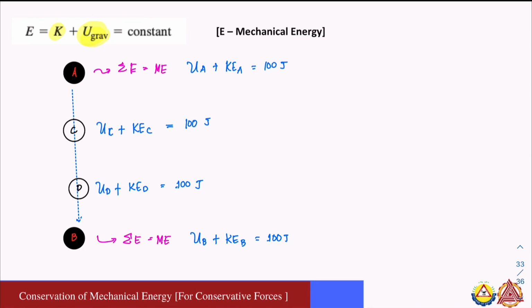That would be very different if there is a non-conservative force. For example, for this falling ball, if you have friction, then that would be very different. The energy would not be conserved in this manner at all.